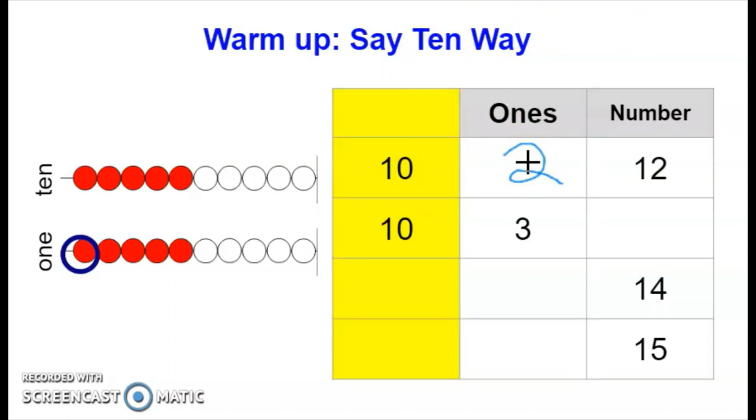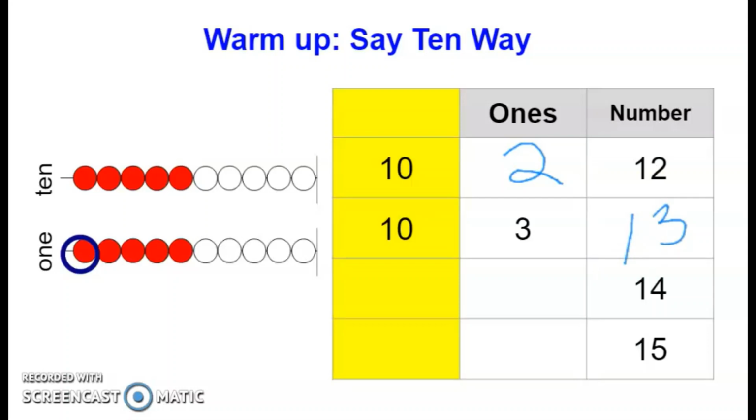So now we're going to try this flipped a little bit. Take a look at the next row. If the say 10 way reads 10 and 3, what's my number? Pause, tell a friend or a family member. Were you thinking 13? Oh my goodness, great job, my friends.